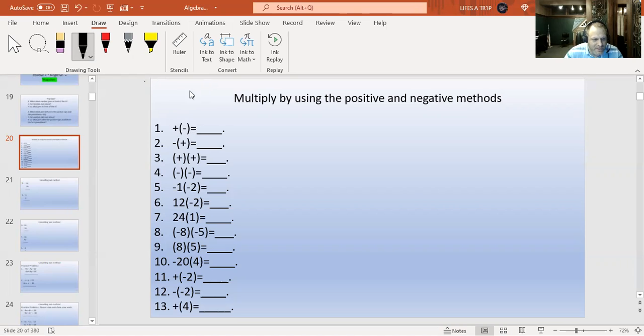So we are going to be looking at a positive times a negative equals a negative, or vice versa. A negative times a positive equals a negative.